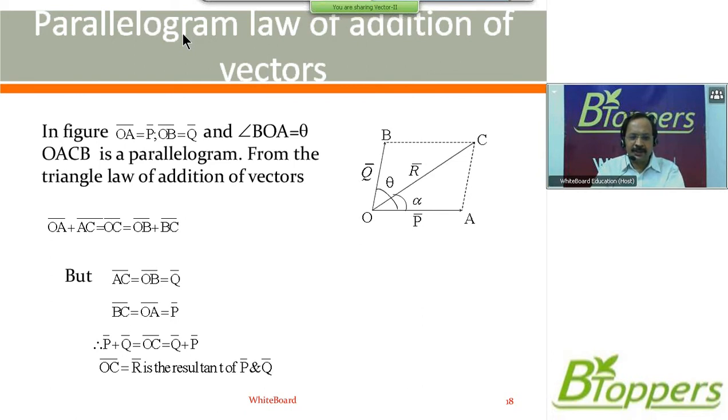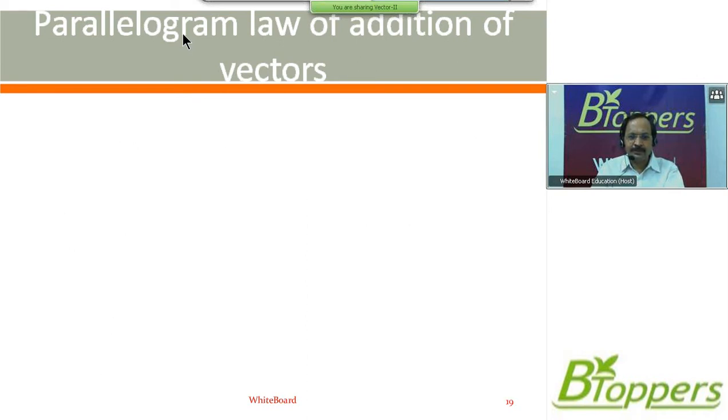OC bar represents the resultant of the two vectors P bar and Q bar, which is denoted by R bar. Alpha is the angle made by the resultant R bar with the first vector P bar. That is, in the figure, angle COA equal to alpha.